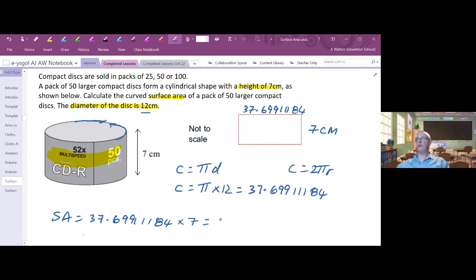I'm now going to round it to 1 decimal place. I get 263.9 centimeters squared. This is the appropriate place to round it to 1 decimal place because this is the end of the question. Word of caution again, do not round that to 36.7. If you use 36.7, you will get a different answer to the answer that appears down there. Save your rounding to the end.